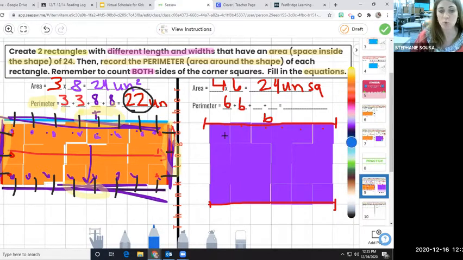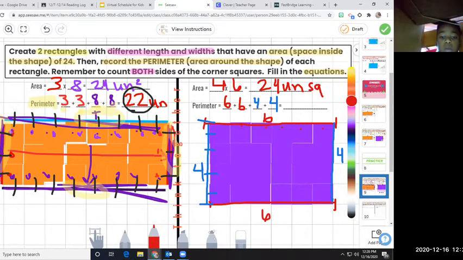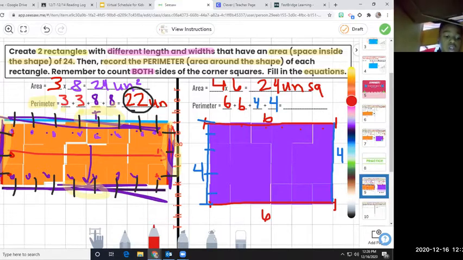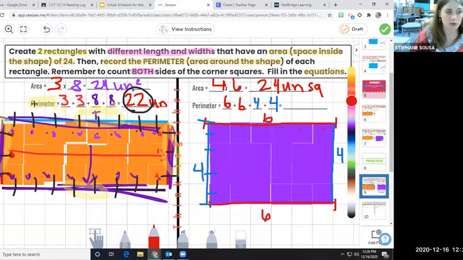Now I've got to do my 2 widths. Here is a width, and that is 1, 2, 3, 4 units. And over here is another 4 units. So I'm going to add 4 plus 4. Miss Sousa, I put them on the wrong side, so does that mean I'm going to have to do it again? What do you mean by the wrong side? I put both of the shapes on the wrong side. Oh, no, the order doesn't matter. So if this one is over here, that's totally fine, as long as you show me both of them.